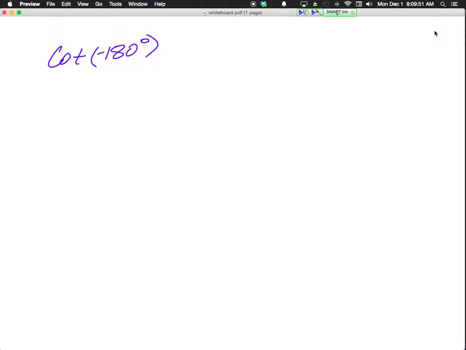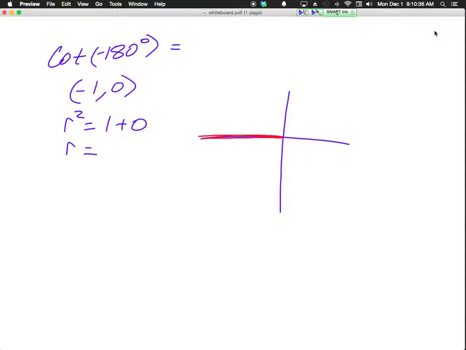I have cotangent of negative 180 degrees. What is it I need to be able to find cotangent of negative 180? I need a point on the terminal side. Where is negative 180? The terminal side ends up being over here, correct? So I need a point that's over there. What's the point over there? Negative 1, 0 is an excellent one. Then what do I need to find? r. So r squared is going to be 1 plus 0, so r again is going to be 1.